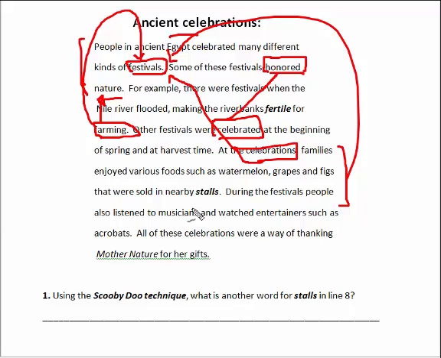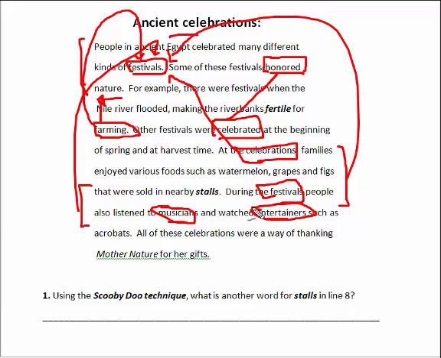You come over here, take a look at the next one. During the festivals, they listened to music and watched entertainers. It's a detail of what's actually happening at the festival. When I say music, you say festival. When I say entertainer, you say festival. It's the Scooby-Doo saying the same thing using different words. Why? Because that's what you would see at a festival, musicians and entertainers.